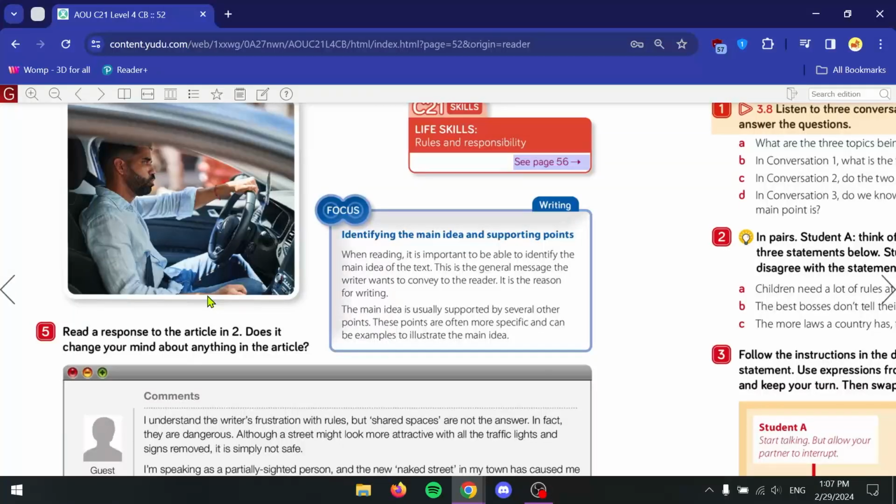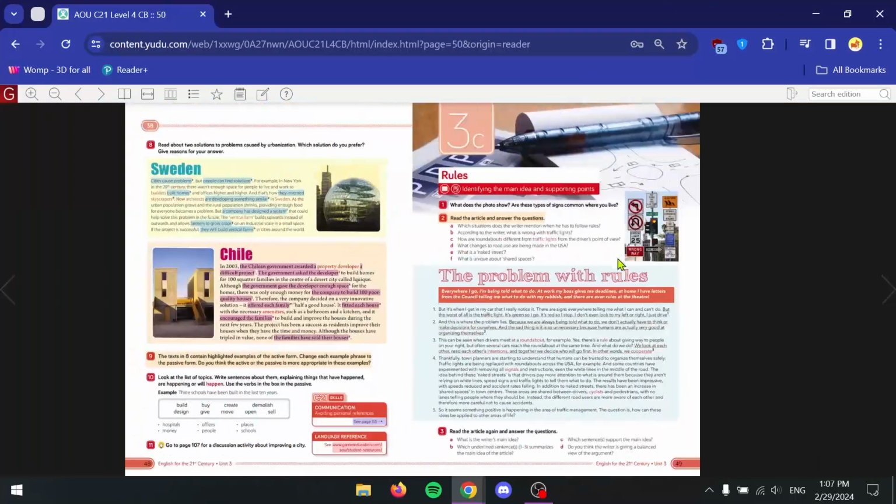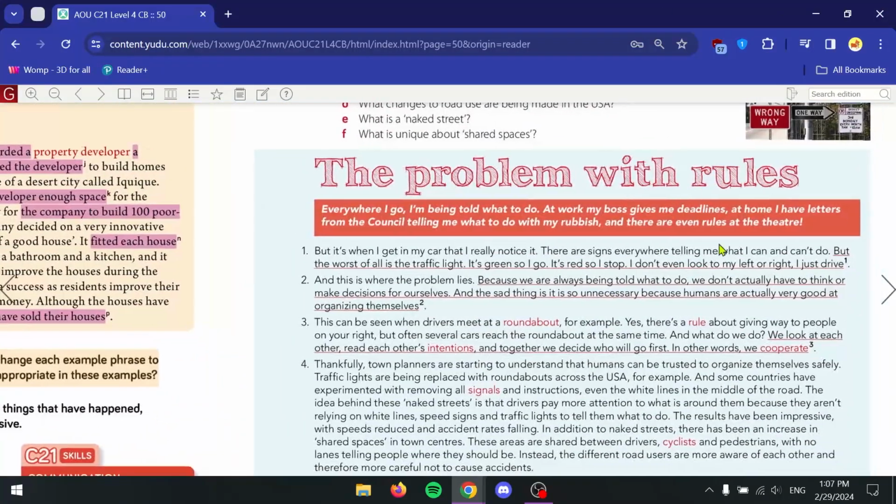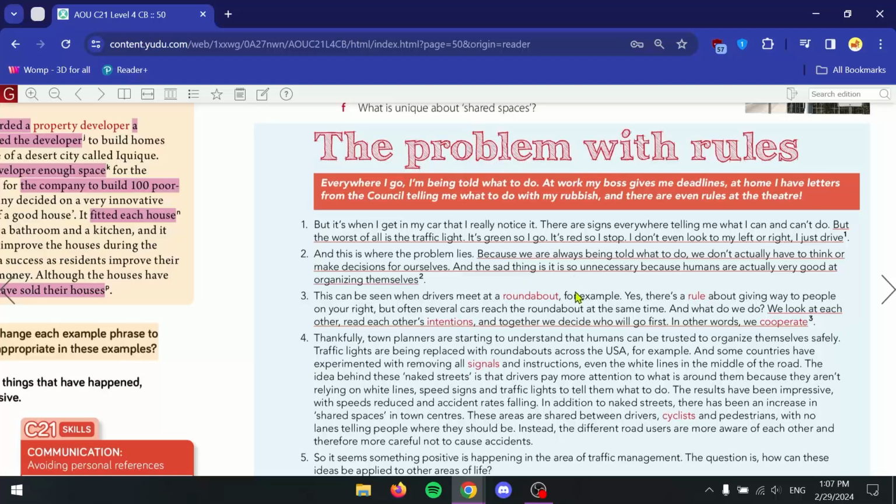Because if we go back, for example, in the text, we had a problem with rules, and it makes sense. But why do we have a problem with rules? These points explain it. For example, traffic light and the fact that you have to follow it. You don't have to look left or right. This is not the main idea, but it makes sense. It illustrates the main idea. Okay? And same thing with the other example as well. We look at each other, read each other's intentions. Okay? So this is why the main idea exists in the first place.